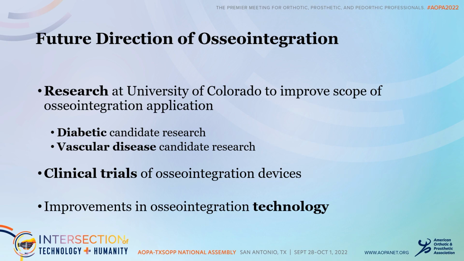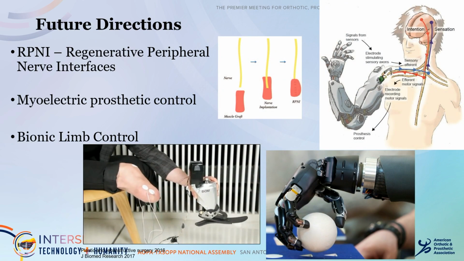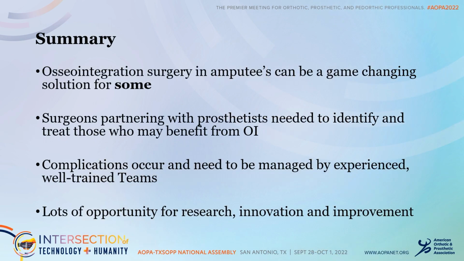There is a lot of room for research that we're going to have to focus on, specifically in the diabetic and vascular patients, which are the largest amputee population in the world. Lots of clinical trials and improvements in innovation and technology coming online. The ability to harness the existing neural network and function myoelectric limbs is there. We're working on that. There's much, much more to come. So in summary, osseointegration is a game changer for some. It's not for everyone, but we need to partner together to find who those right patients are and continue to do research to further this technology, because it's here to stay.